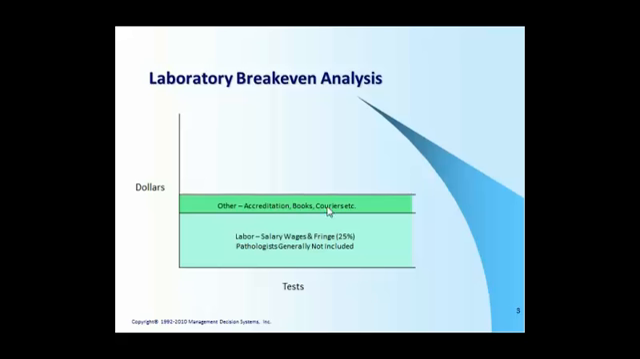Next, we will add the other cost. This also is fixed. And by adding labor and other at any point in time along this line, we can determine the total fixed cost.